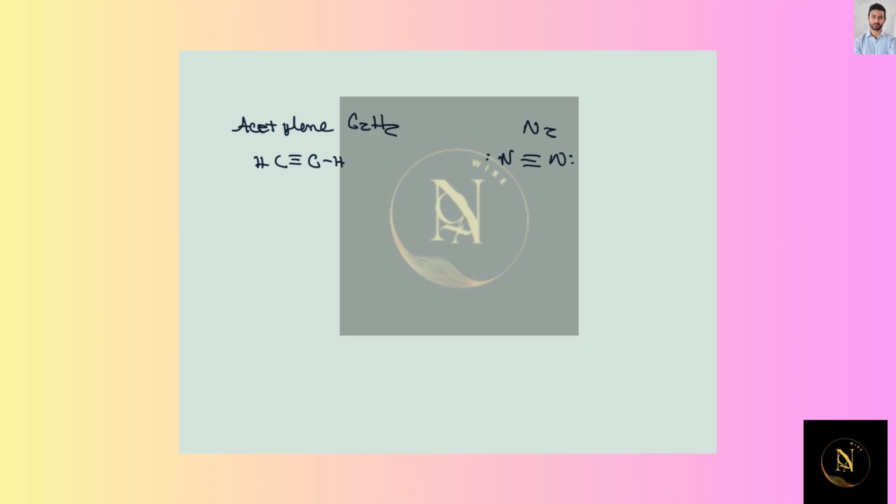We're told they both contain a triple bond, but they're very different. Part A, I already did A: write the Lewis structure. So I'm done. There's the Lewis structure for each one, nitrogen and acetylene. Then what is B here?